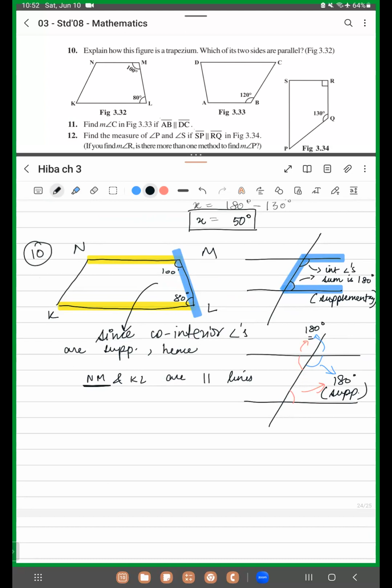Okay, understood. So for the reasoning, we can say that it is a trapezium because it has one pair of parallel sides. Yes.